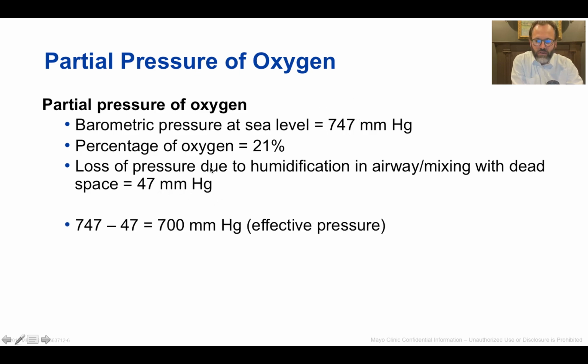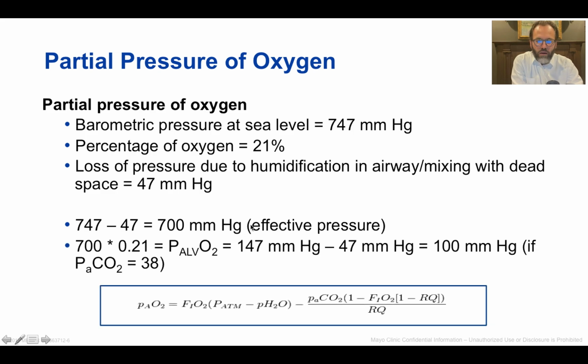So when we're looking at the effective driving pressure for oxygen, we've got 747 millimeters of mercury of driving pressure minus 47 millimeters of mercury due to the humidification of the airway and mixing with dead space. That gives you a 700 millimeters of mercury effective driving pressure. Now, once we have that, we can plug that into this equation down here. This is the ideal alveolar gas equation. This will enable us to have a much more accurate estimate of what the alveolar partial pressure of oxygen will be.